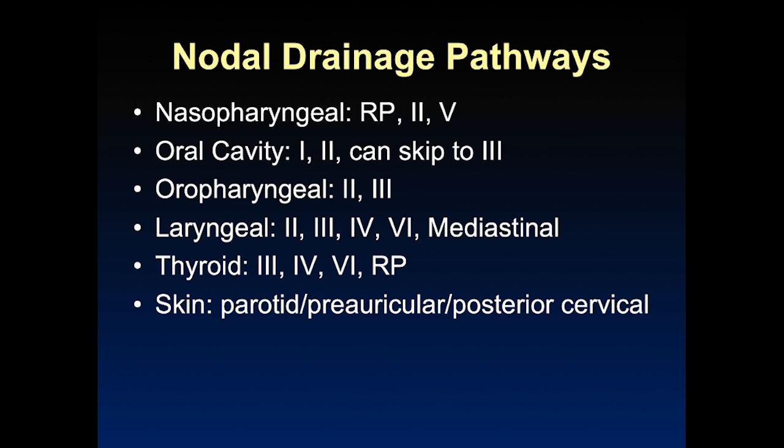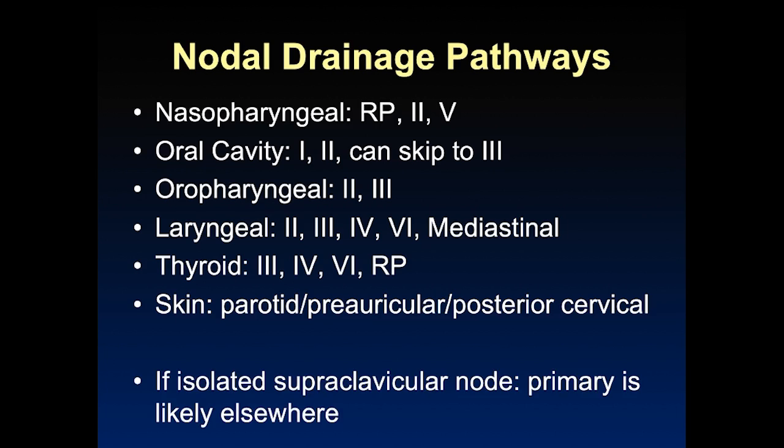When you have skin primaries, as we had already discussed, you will have parotid, preauricular, as well as posterior cervical lymph nodes. If you have an isolated supraclavicular or inferior level 4 or level 5 node, the primary disease is likely not in the head and neck. So this is when it's important to alert the referrer that this patient may have a primary elsewhere, such as in the lung or in the breast.